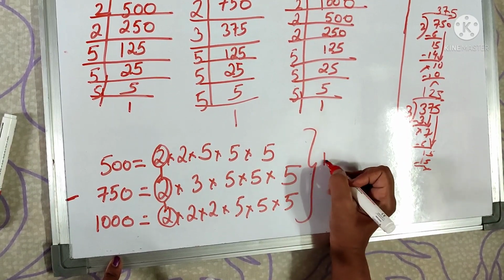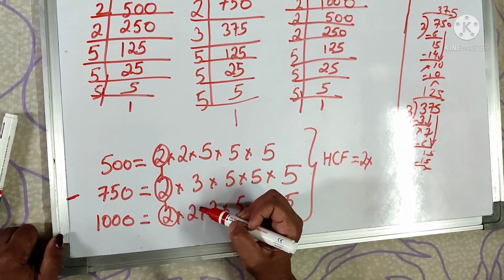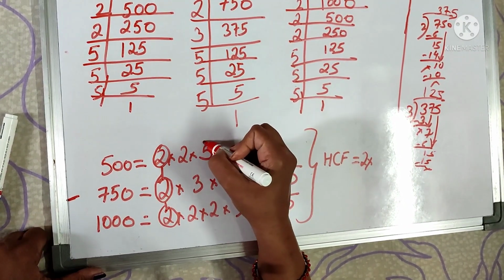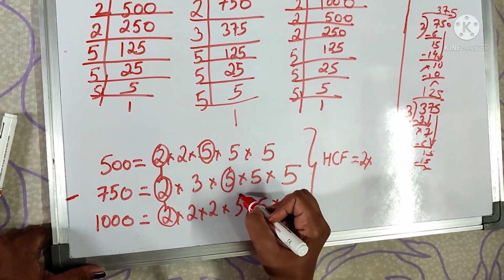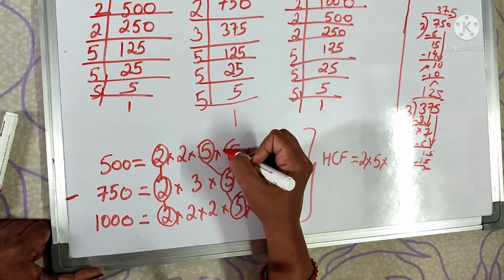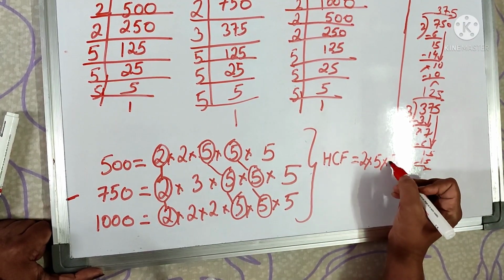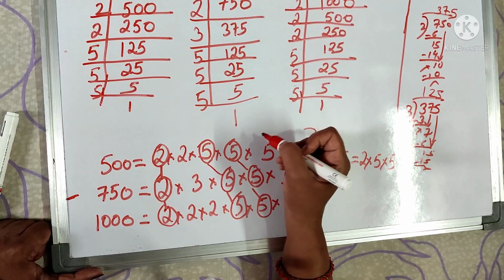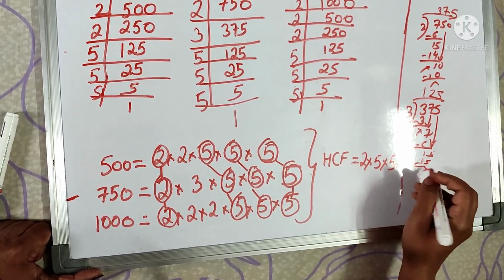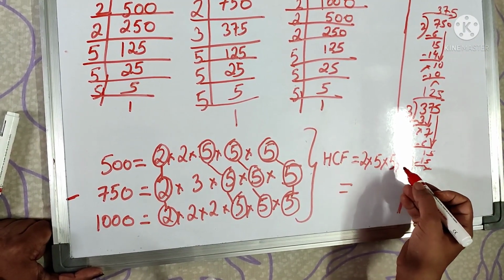In order to find the HCF, 2 is common. So the product of common factors will be 2 into, again this 2 is there here, but it is not present in 750, so it is not common. Then this 5 is common, that means this is common. 2 into 5 into, now one more 5 is there. That is common in all the three numbers. That means 2 into 5, 10, 10 5s are 50. Now one more 5 is there. That is also common in all the three numbers. So, into one more 5. So 2 into 5, 10, 10 5s are 50, 50 5s are 250.